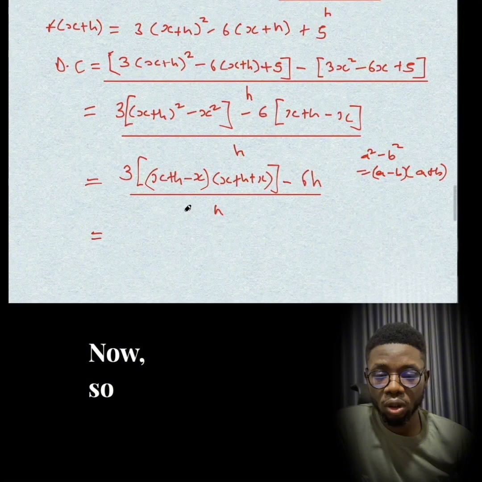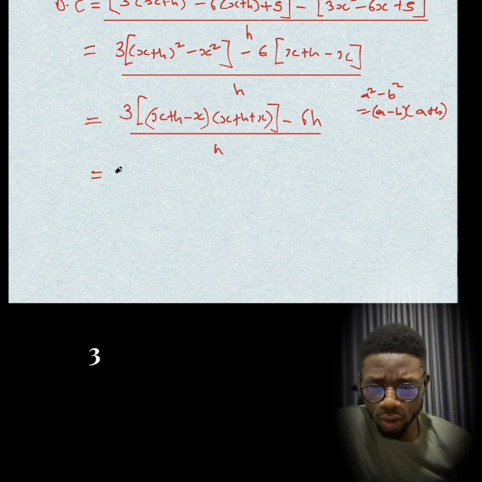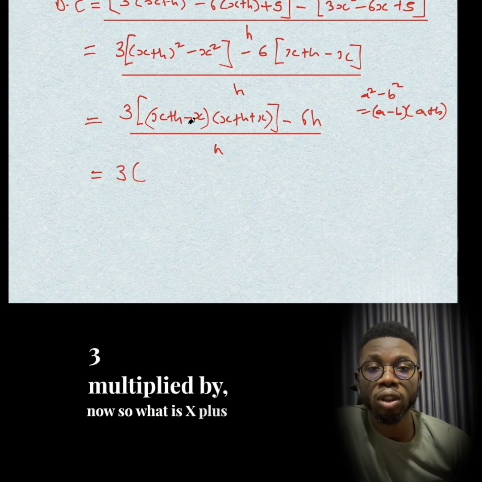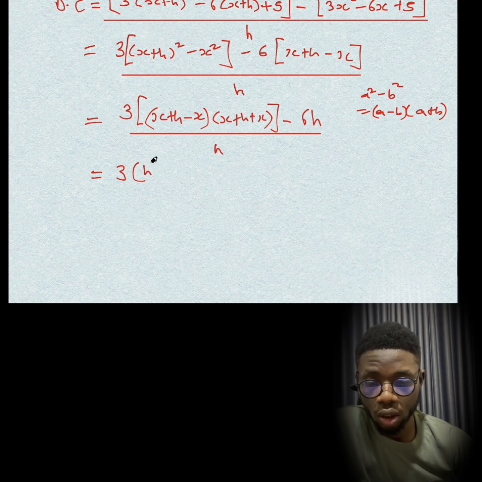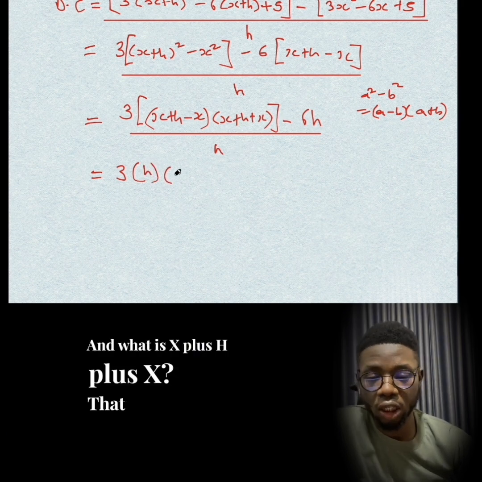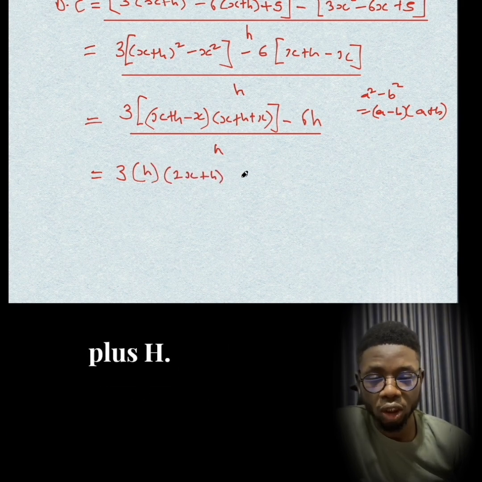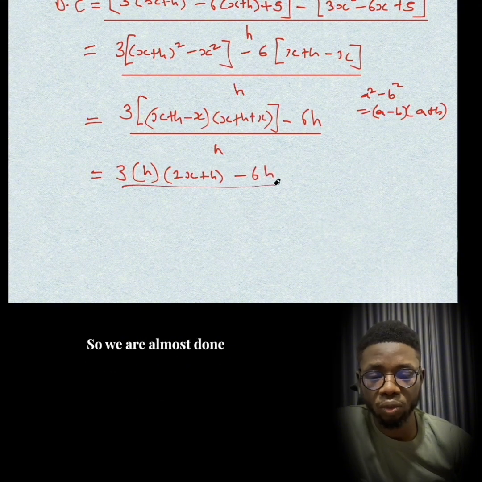So here we have 3 multiplied by, what is x plus h minus x? That's going to be h. And what is x plus h plus x? That will be 2x plus h. And we have minus 6. So we are almost done with our differential quotient.